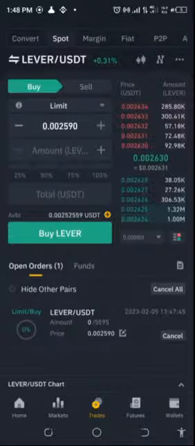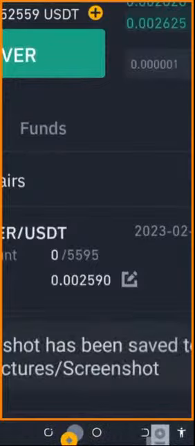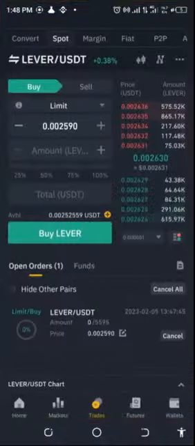So we're buying at this price, 2590. Let's see how many of that we got. I'm just going to take that screenshot. All right, so that's it. I'll be back to give you the results within 1 hour, the next 2 hours, and the next 3 hours. See you shortly.